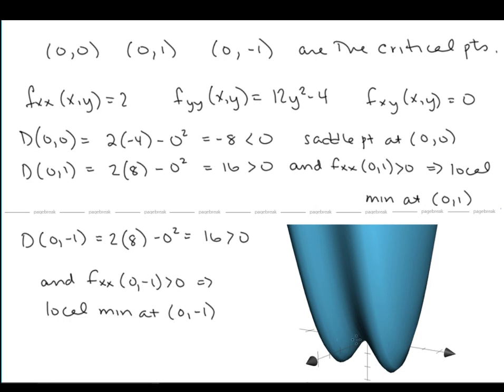So at 0, negative 1, x is equal to 0, y is equal to negative 1, z we didn't compute, but it's down here, and that's our minimum. At 0, 1, x is equal to 0, y is equal to 1. This is the point down here. That's our minimum. And at 0, 0, we've got a saddle point.